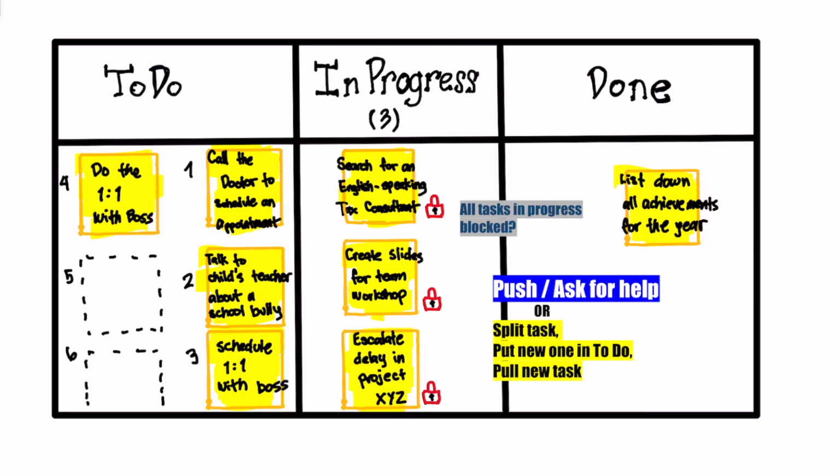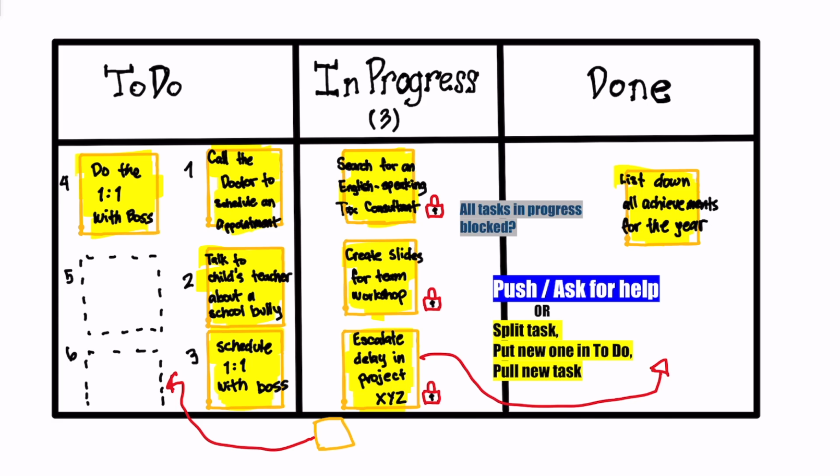The other option is to create a new card representing what is left of the task that is blocked. You put that in the to-do column in its proper place in priority. Then you move the old card to done and pull a new task. This just kicks the can down the road, but at least it helps your brain let go.